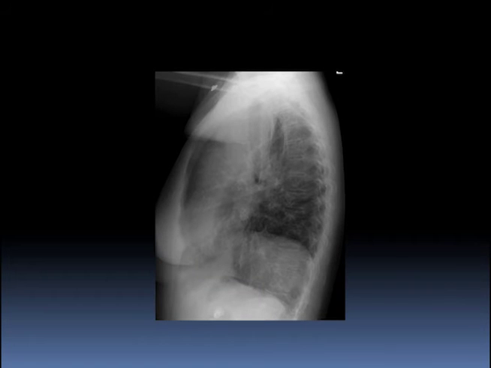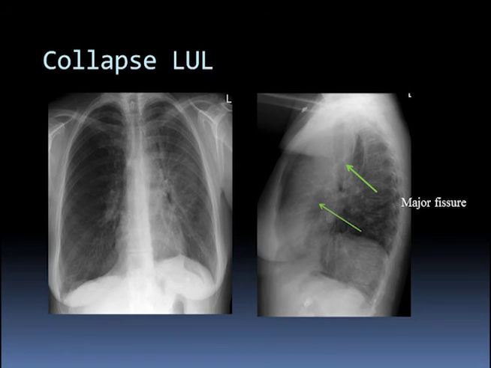Okay? So we're going to go to the lateral view, and you can see all this white area in front. This is all consolidation. This is all the area of the lung that is collapsing. This is a left upper lobe collapse. And here you can really see the difference in the diaphragms, okay? And how much higher the left one is than the right.